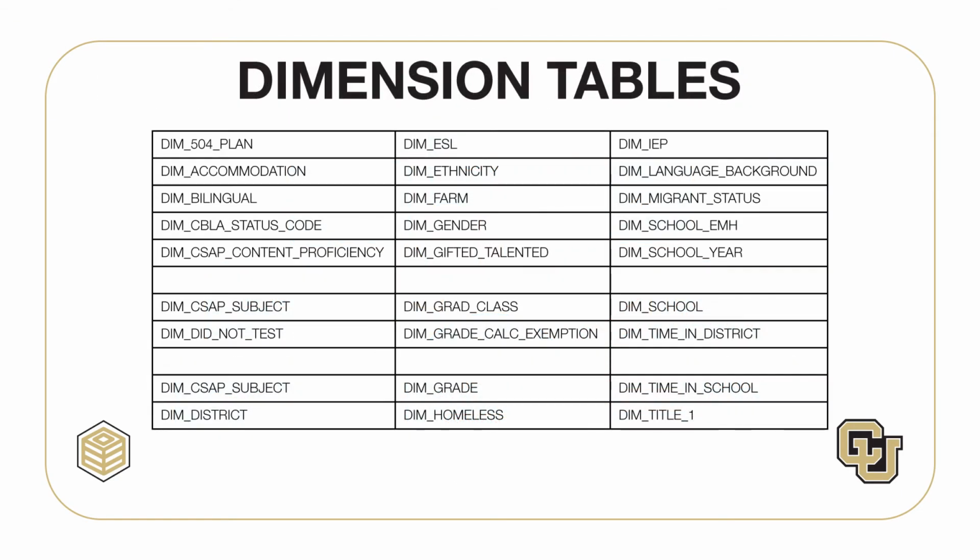This table lists dimension tables in the standardized test schema. Most dimension tables contain flat dimensions, typically a code value. For example, dimension tables for ethnicity, homeless, migrant status, and gifted contain a single flat dimension.